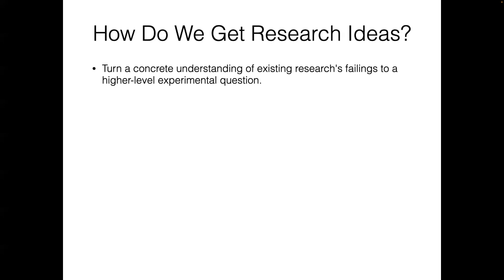So sometimes people will actually write down the future directions related to this paper or this idea. One way is to look at existing research and then try to identify where it fails, and then based on where it's failing, try to come up with some higher level experimental question.